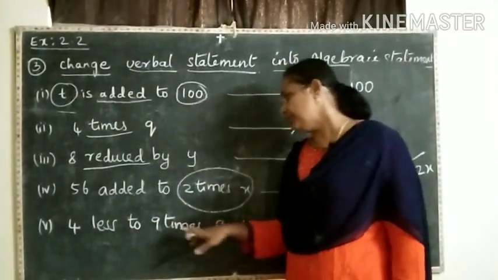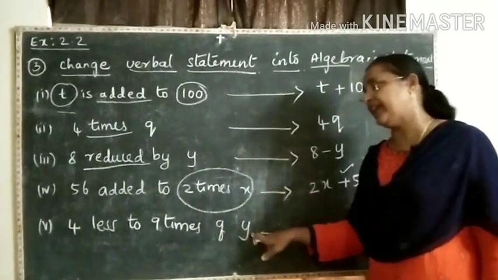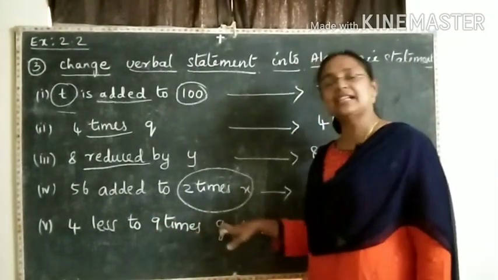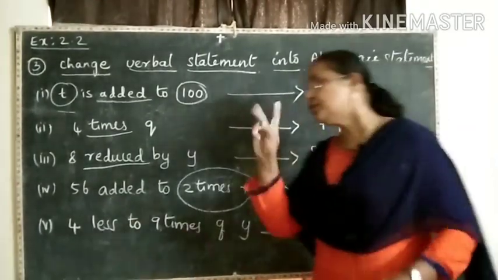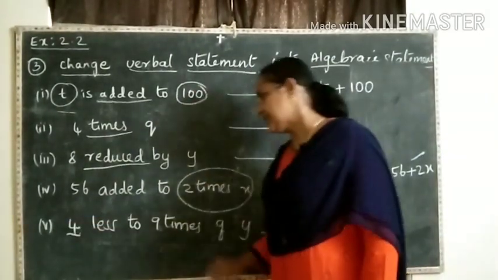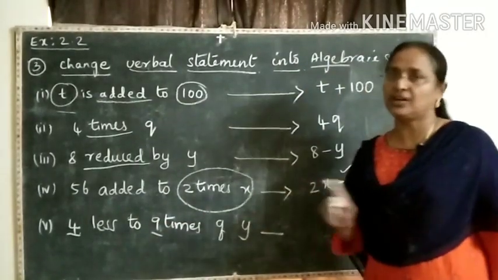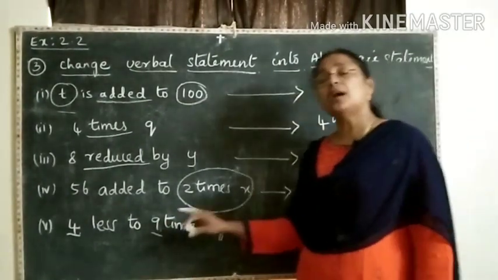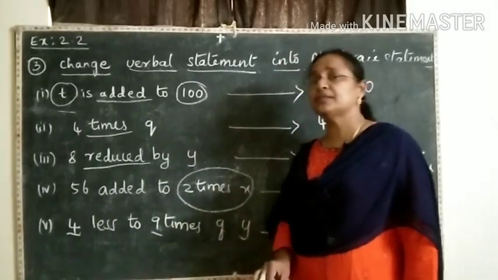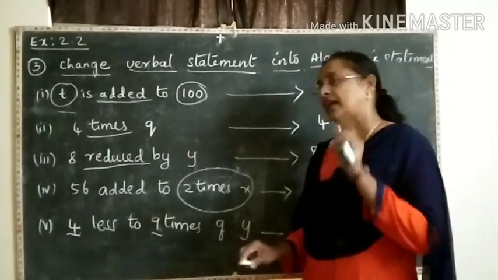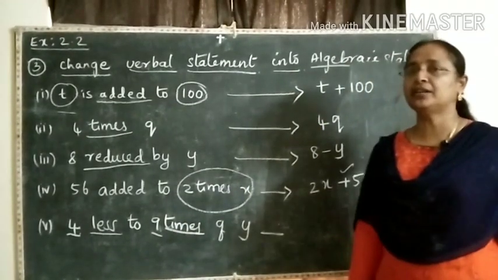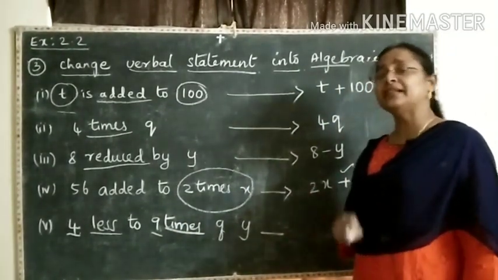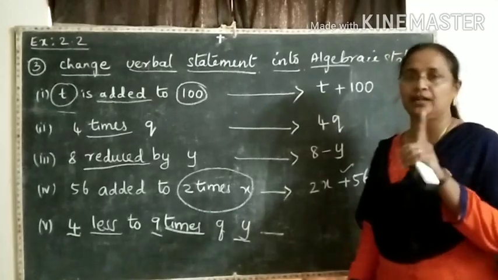4 less to 9 times of y. Now look into the constants. How many constants are here? 2 constants. 4 is one constant and 9 is one constant. Yes or no? Okay. Now look into the arithmetic operations. How many are there? 2 are there. One is less, the other one is times. Yes or no? Okay. What is the variable here? It is y, 1 alone.